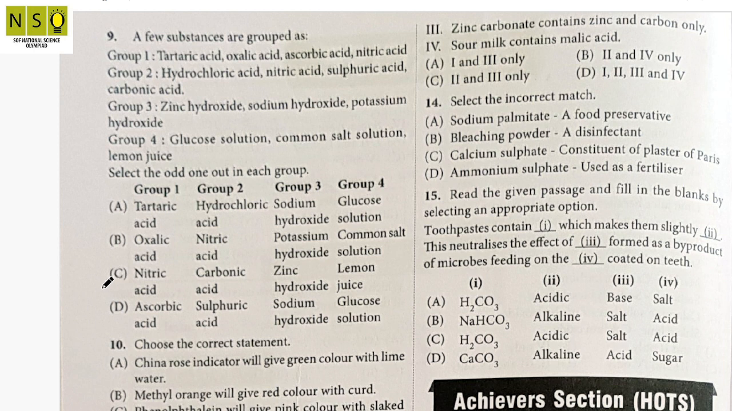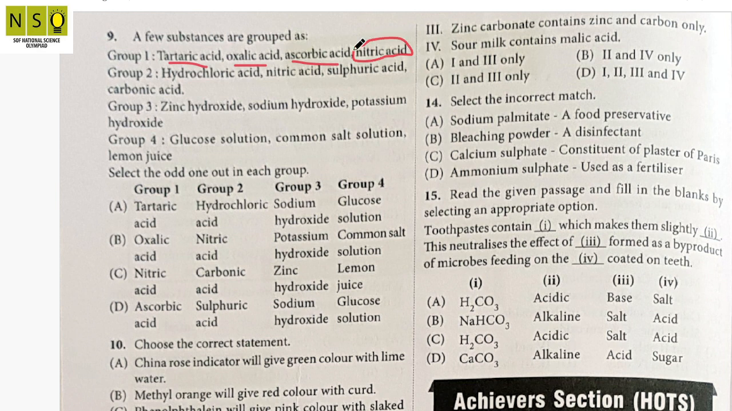Let's do grouping. Okay, what is the group 1? It is tartaric acid and oxalic acid, ascorbic acid. Okay, so we all know that this tartaric acid, oxalic acid and ascorbic acid, these are the organic acids, while nitric acid is mineral acid. So this is the different one. This is the mineral acid.